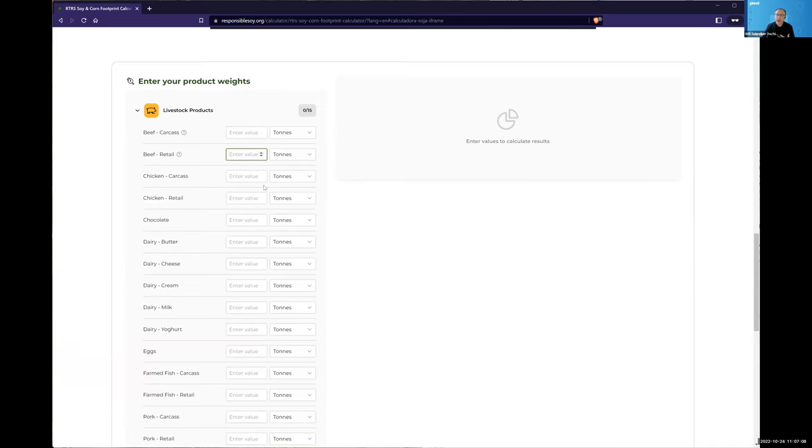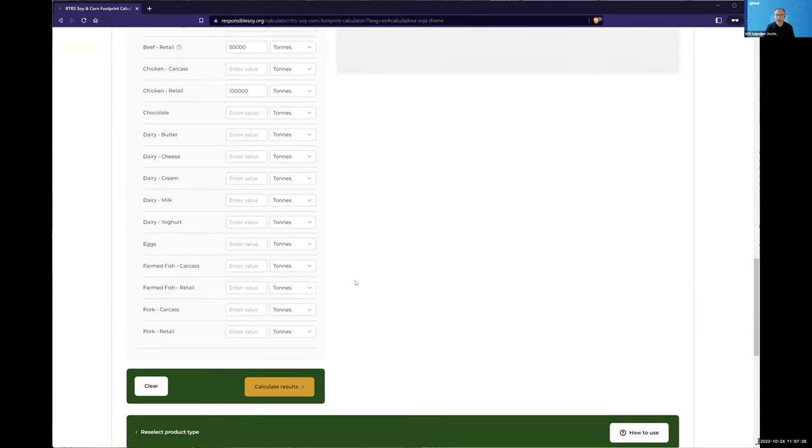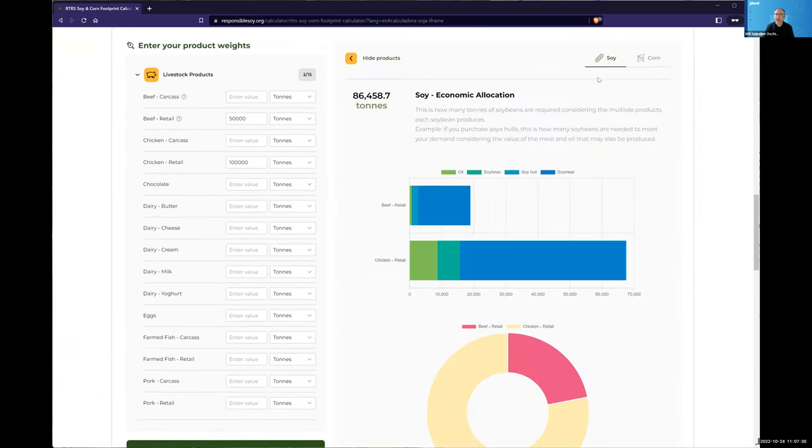And if we say now we're going to be putting in our data, so what is it that you know about your organization? It could be that you have 50,000 tons of beef and maybe 100,000 tons of chicken. Having entered in our values and made sure that we've selected the right weights, all we need to do is click calculate the results. And the calculator will now provide us an output both for soy and for corn.